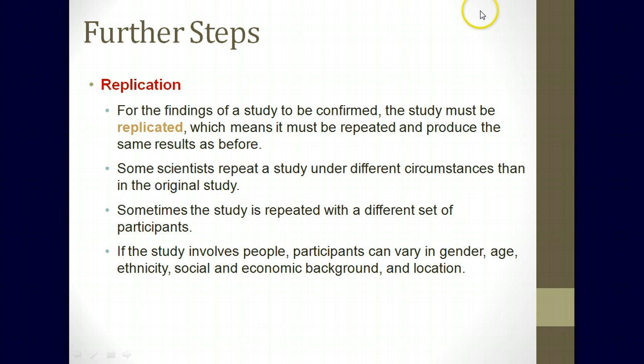So for the findings of a study to be confirmed, you have to report the results. And in a scientific journal, in a psychological journal, you must report the results, whether the hypothesis was right or wrong. That way, other psychologists can replicate your research. It must be repeated and produce the same results as before. If you repeat the study and don't get the same results, something changed and it ruins your entire theory.